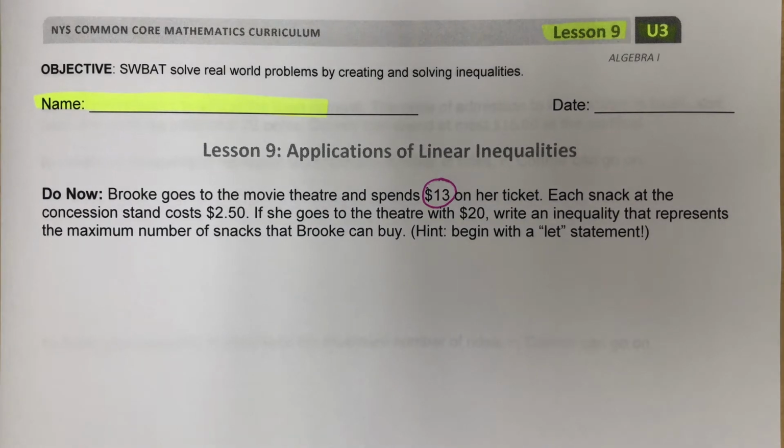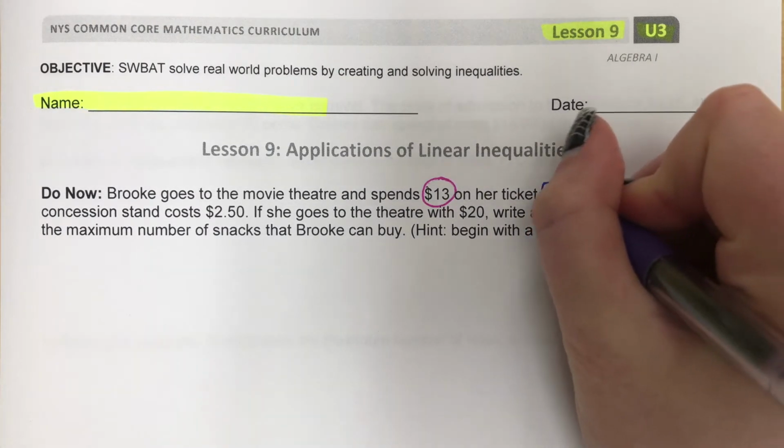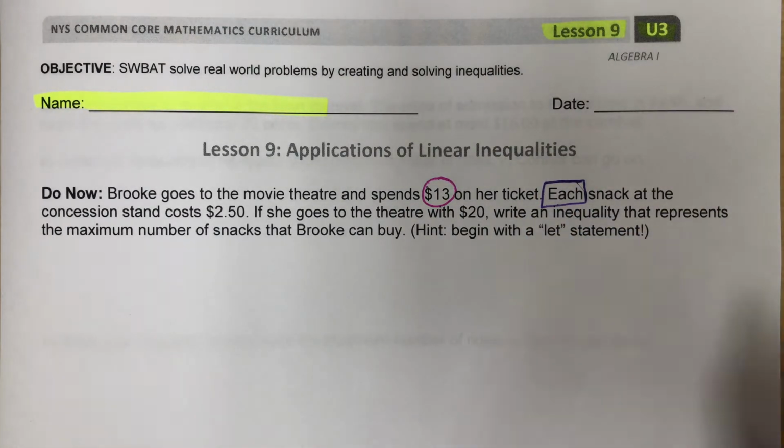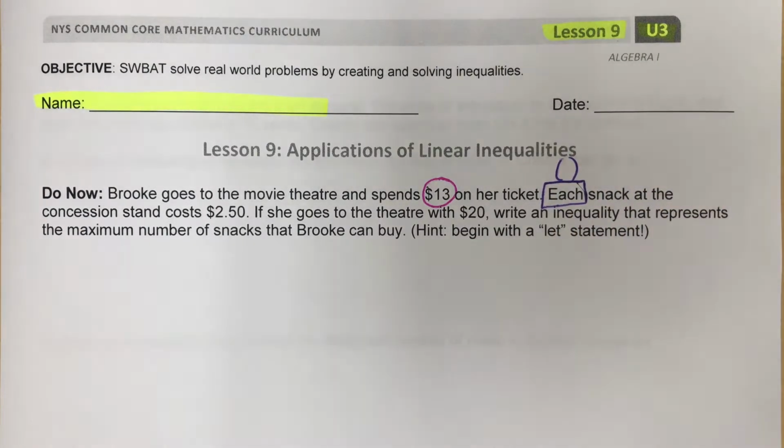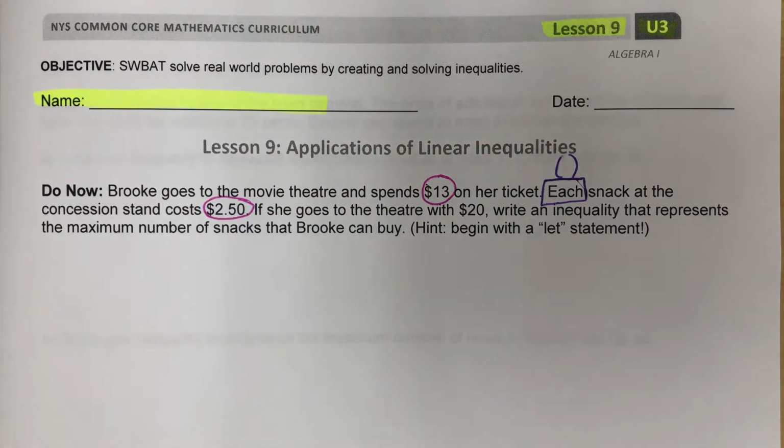Each snack, each I know is a multiplication word. So since it's telling me what to do, I'm going to box it, and then I'm going to put parentheses up top to remind me that I'm going to multiply. So it says each snack at the concession stand costs $2.50. All right, I'm going to circle 2.50. Again, that's a key number.